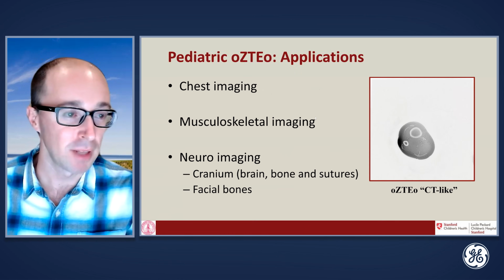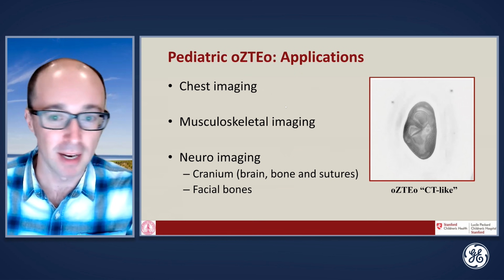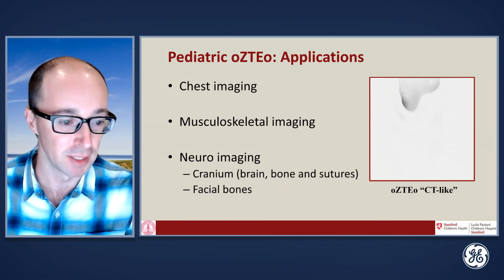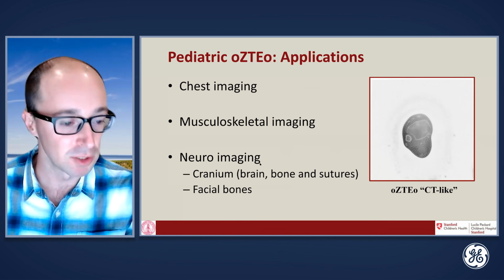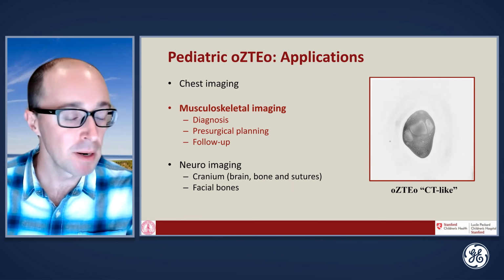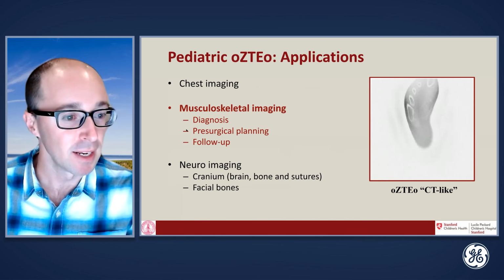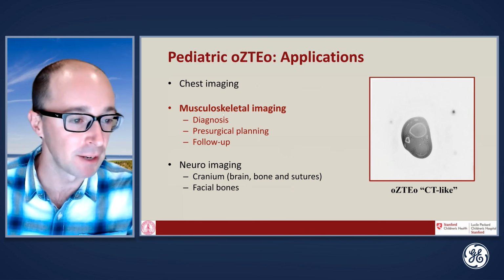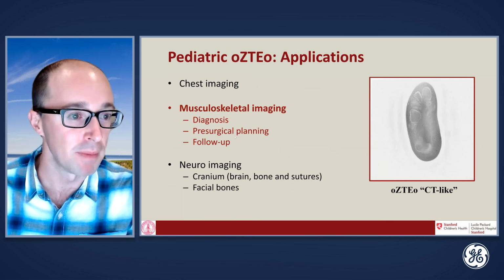So getting on to the actual applications of pediatric osteo, the main three categories you can group them in are chest imaging, musculoskeletal imaging, and neuroimaging. The neuroimaging covers the cranium, looking at the brain, the bone structures and the sutures, as well as the facial bones. However, today I'm going to really be focusing on musculoskeletal imaging. I'm a musculoskeletal radiologist, and I'll be discussing cases, and they'll all fit one of these categories, either diagnosis, pre-surgical planning, or follow-up. So just keep that in mind.